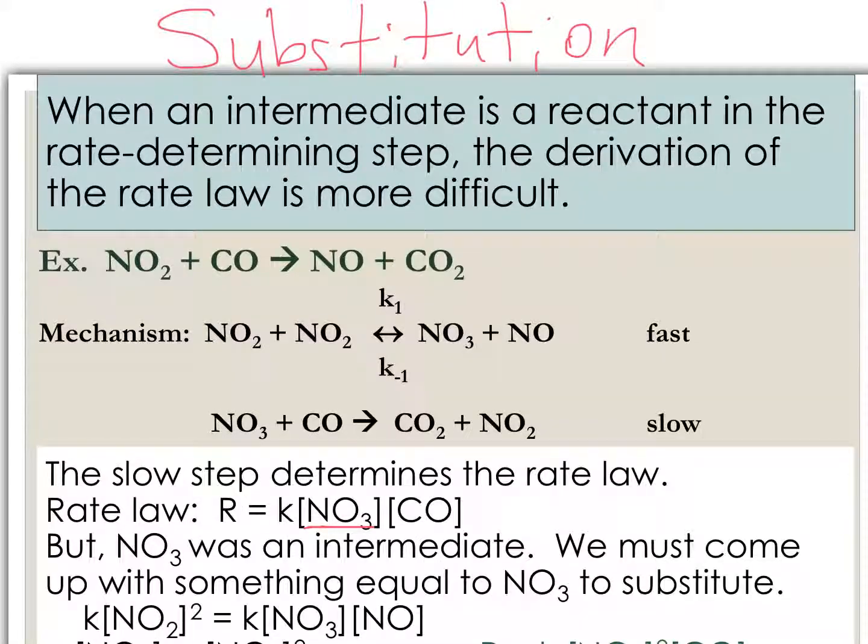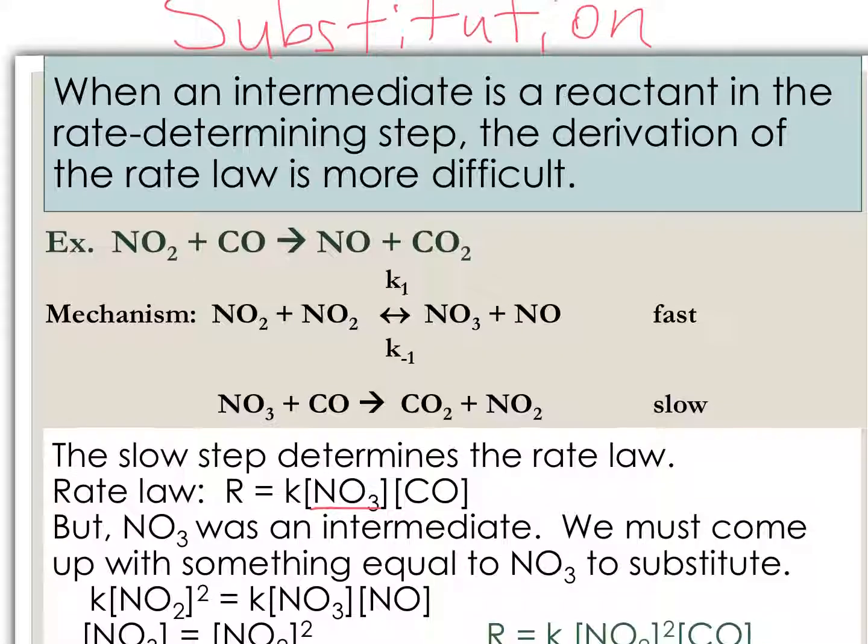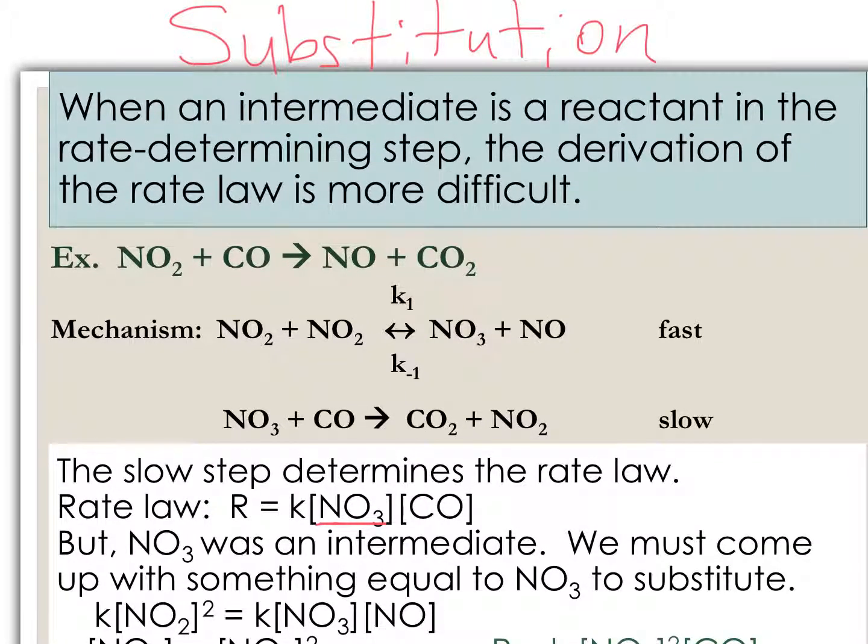So because NO3 was an intermediate, we must come up with something equal to NO3 to substitute it. Well, if you look at the previous step, K of NO2 squared, if you write the rate of this side, equals K NO3 NO. Notice I have a double-sided arrow. Both sides of these could be the reactant, depending on which direction you're looking. Okay? So if I write the rate law on this side and the rate law on this side, the rate of the forward and the reverse are going to be equal.